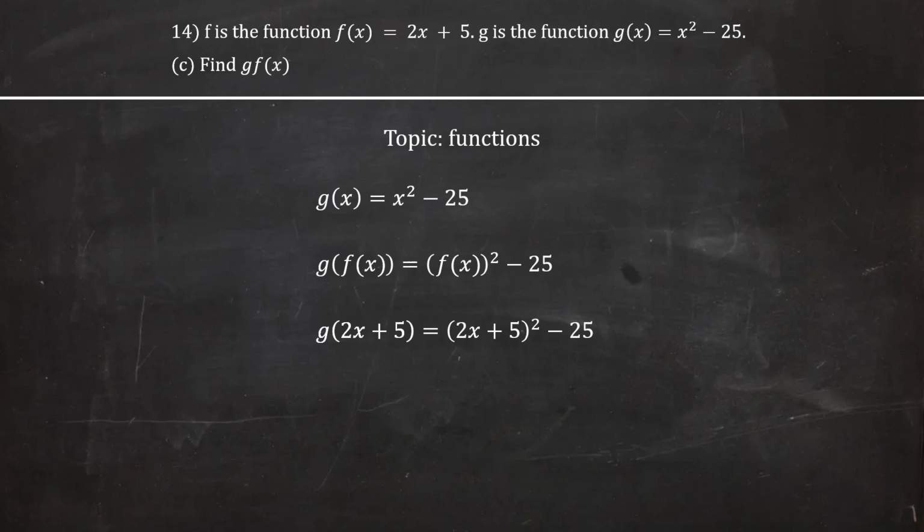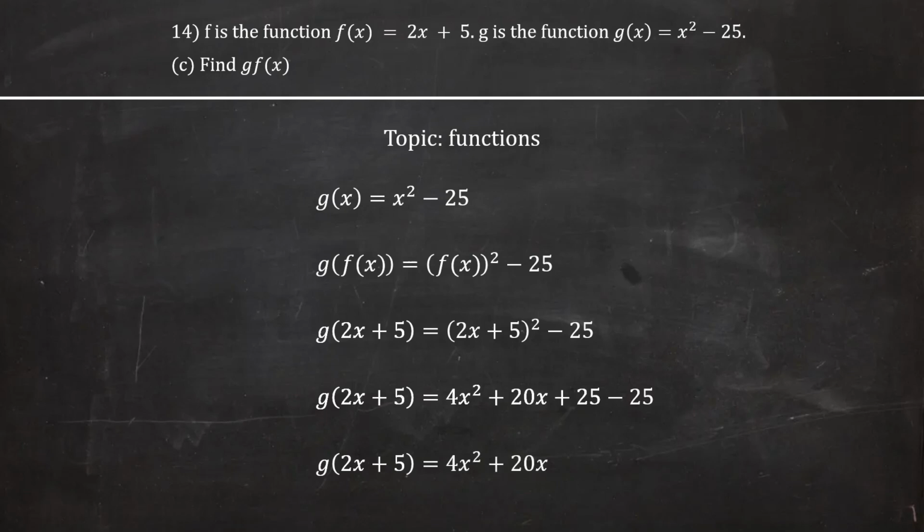Cool? Then from here, 2x plus 5 squared is equal to, I'm just going to expand the brackets, I'm not going to do the work, 4x squared plus 20x plus 25 minus 25. Then g of 2x plus 5 is going to be equal to... plus 25 and minus 25 cancel out. So you're going to get 4x squared plus 20x.